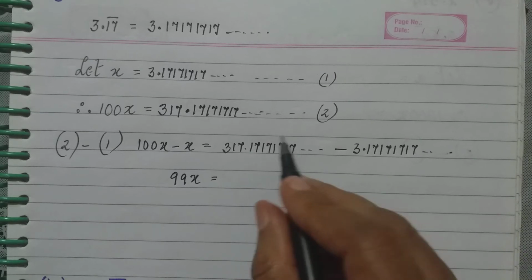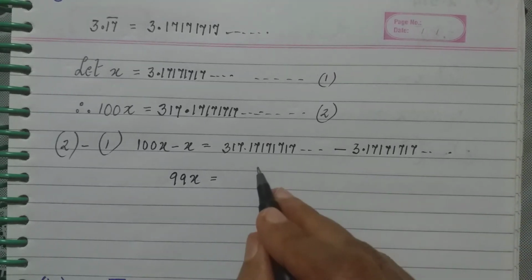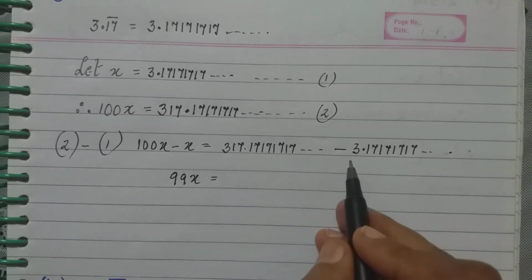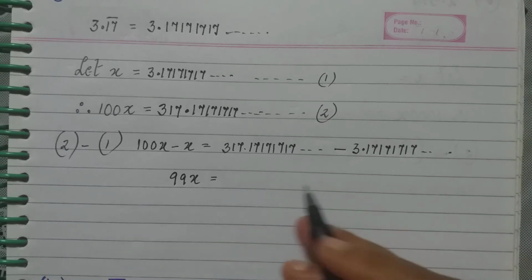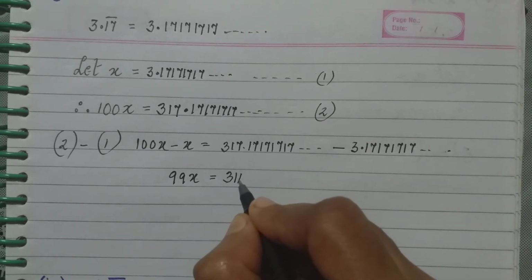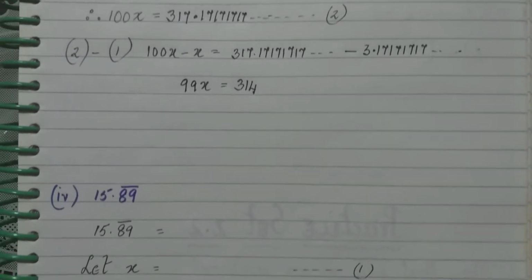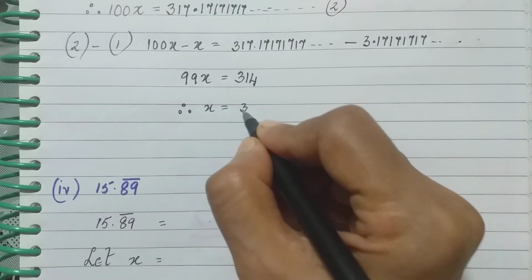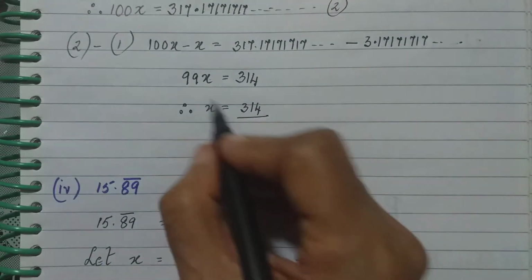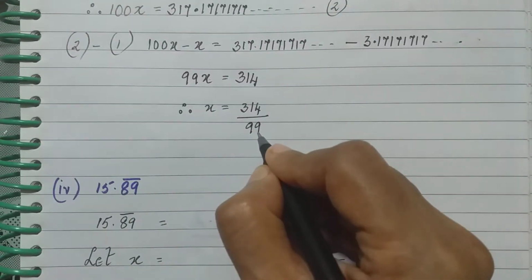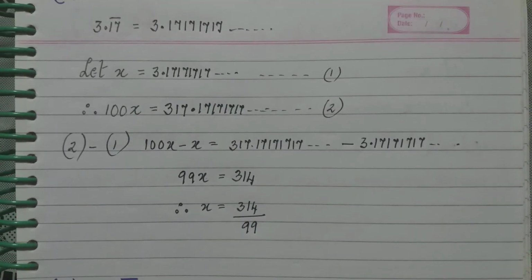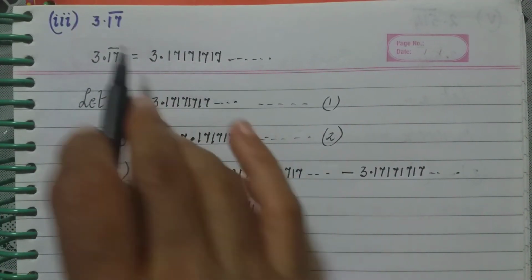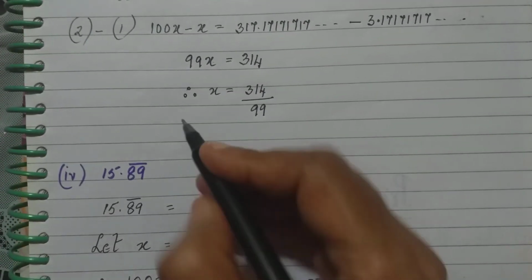Now what happens? 100x minus x will be 99x. On the right hand side, after the decimal point, both are the same, so we don't have to bother. Just look at before the decimal point. Here I have 317. Here I have 3. 317 minus 3 is 314. Therefore, what will x be? Therefore, x is equal to 314 upon 99, as 99 divides on the other side. And x was the same as the question, that is 3.17 recurring.